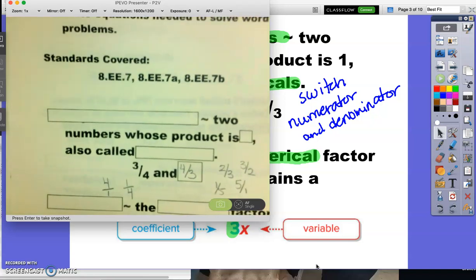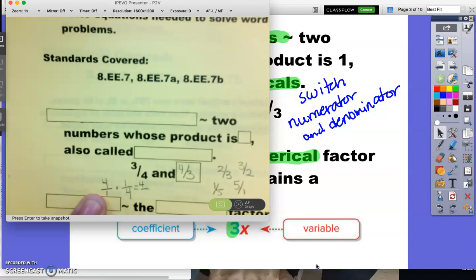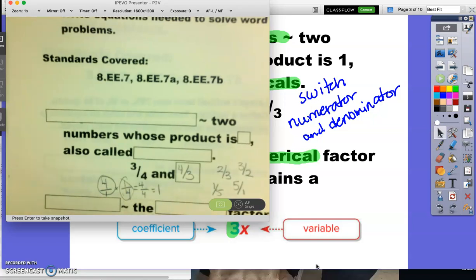Again, when you are multiplying fractions, I'm going to multiply numerator times numerator, so 4 times 1 is 4. 1 times 4 is 4. 4 divided by 4 is 1. When multiplied together, these two numbers should always equal 1.